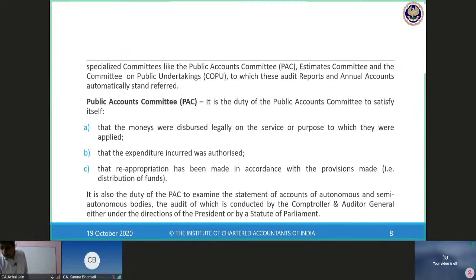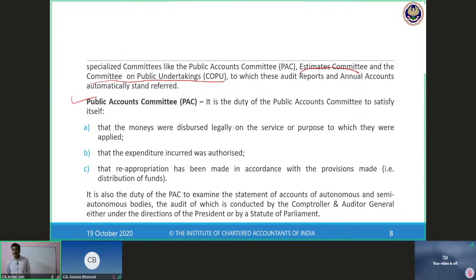Public Accounts Committee, Estimates Committee, Committee on Public Undertakings, to which these audit reports and the annual accounts automatically stand referred. So in a way you can say it's a delegation of work. Delegation in terms of the review or in terms of checking by some of these types of committees. So we can just quickly go through some of these committees as to what all they have been doing. So quickly on to the first type of committee, Public Accounts Committee.